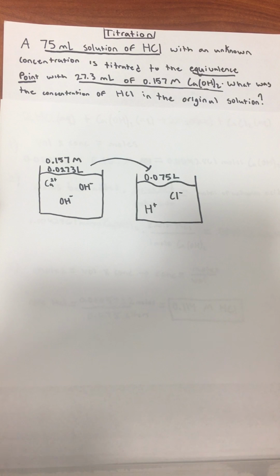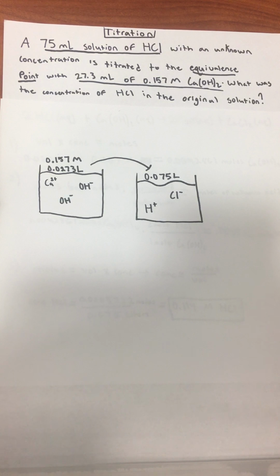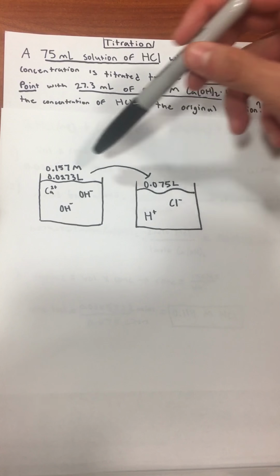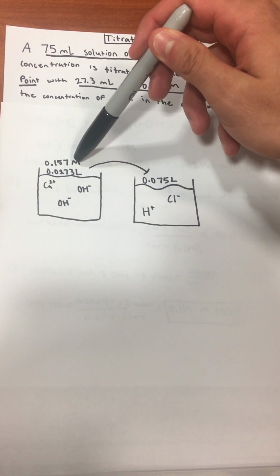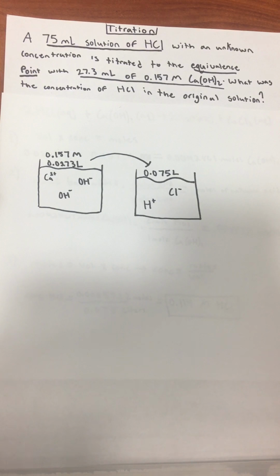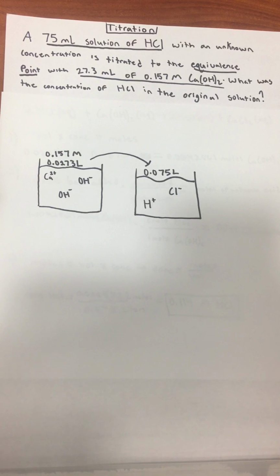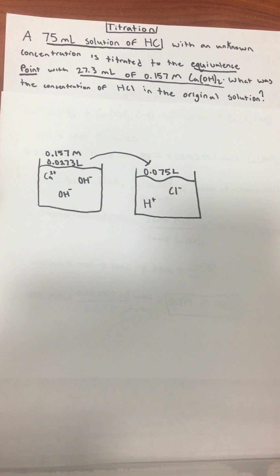So this is a diagram of what we're working with. We know the molarity and we know the volume of the calcium hydroxide, and we are adding that to the hydrogen chloride at the equivalence point so that we can find the concentration of the hydrogen chloride.